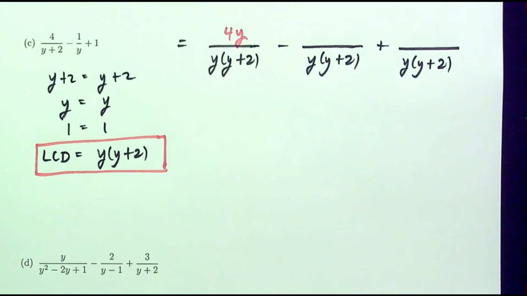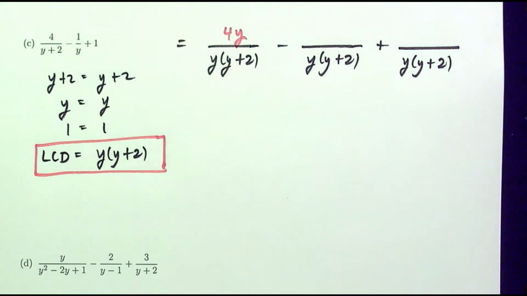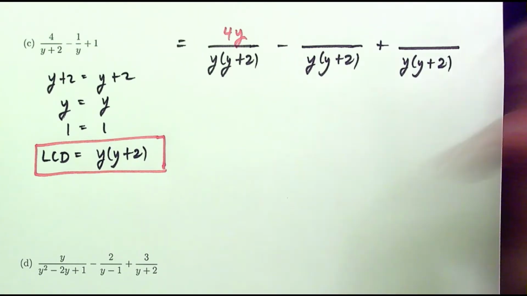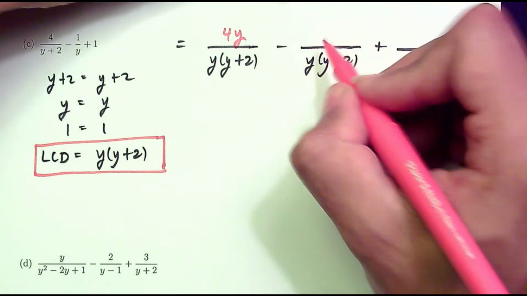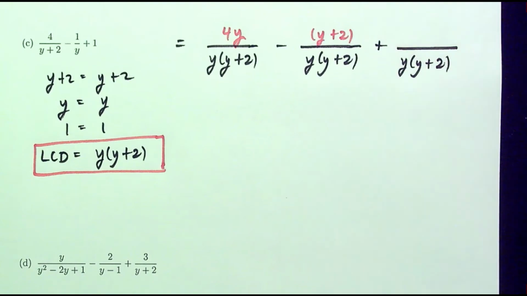Now move on to the next one, this one. What is missing from the bottom? It's missing a y plus 2. So that means you multiply the top and bottom by y plus 2. So it's going to be 1 times y plus 2, which is just that. You don't have to write the 1.